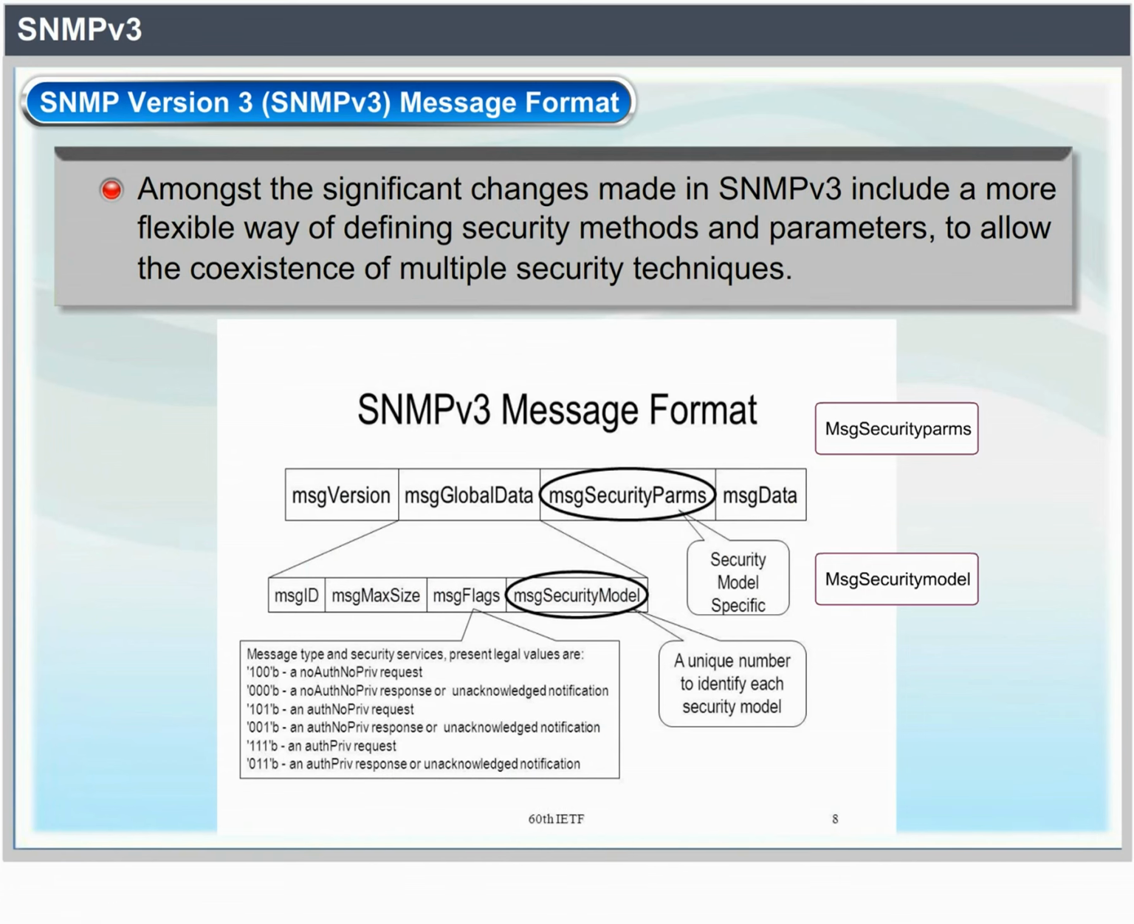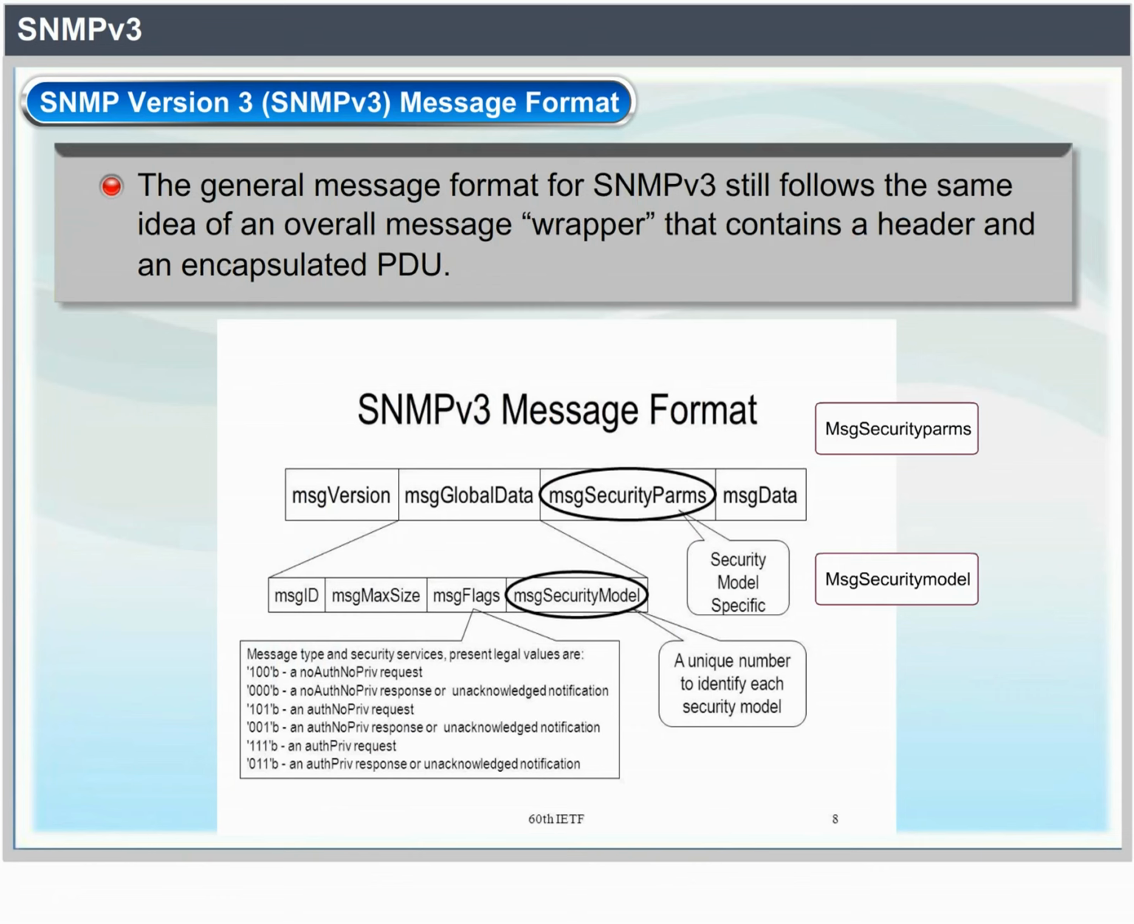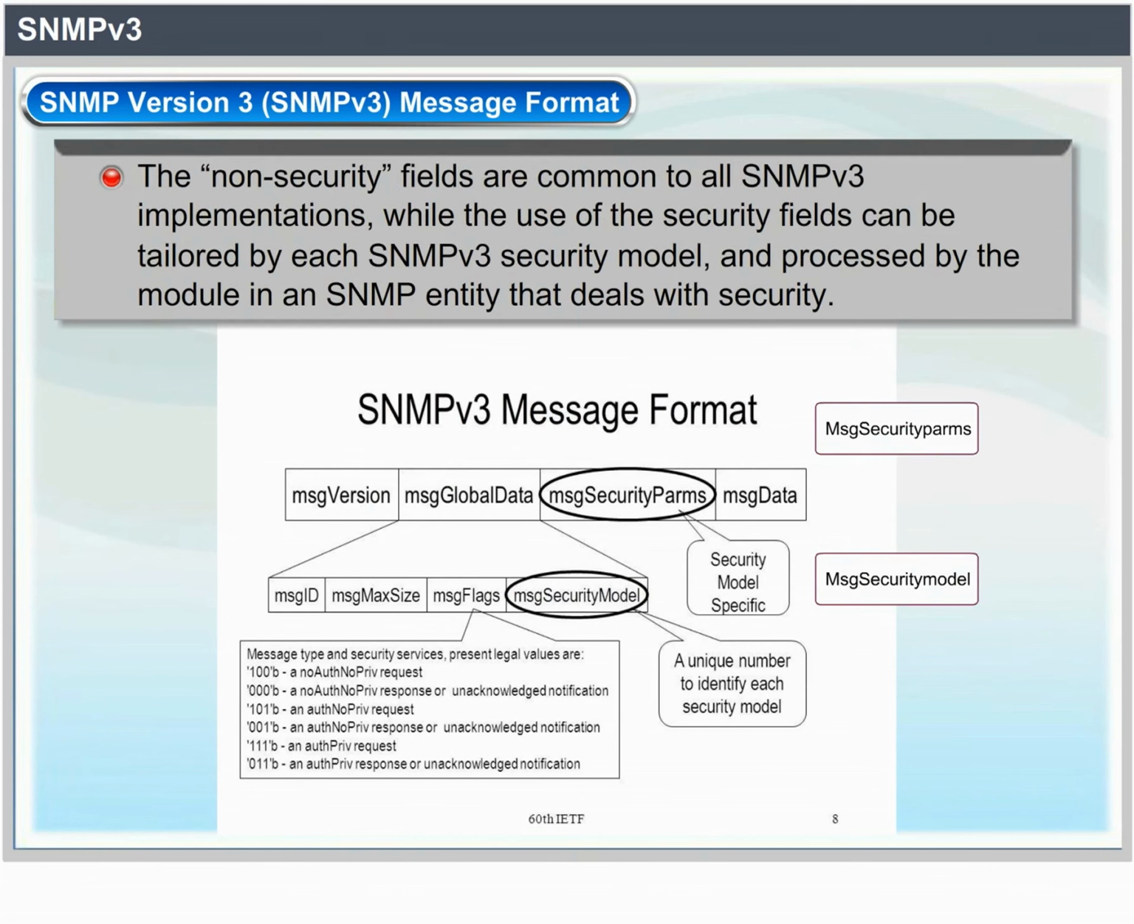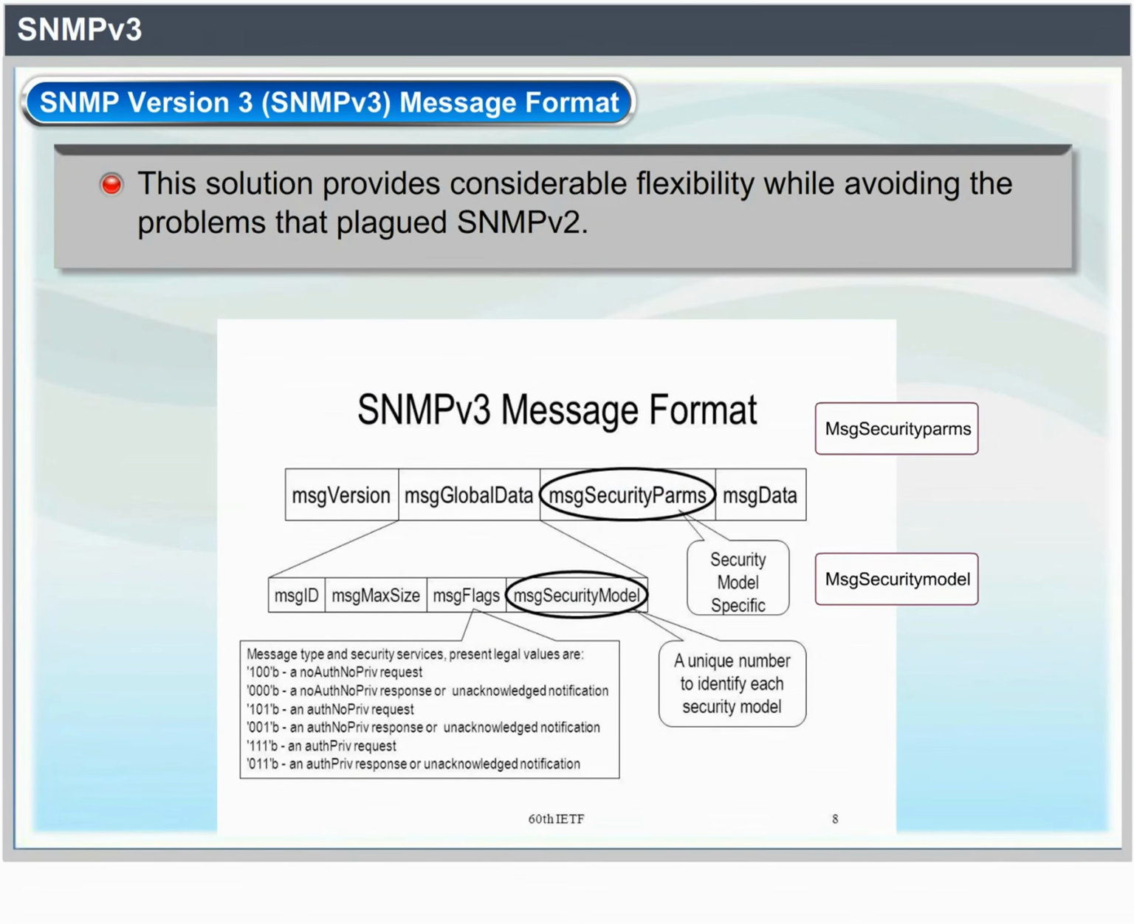The general message format for SNMP v3 still follows the same idea of an overall message wrapper that contains a header and an encapsulated PDU. However, in version 3 this concept is further refined. The fields in the header have themselves been divided into those dealing with security and those that do not deal with security matters. The non-security fields are common to all SNMP v3 implementations, while the use of the security fields can be tailored by each SNMP v3 security model and processed by the model in an SNMP entity that deals with security. This solution provides considerable flexibility while avoiding the problems that plagued SNMP v2.